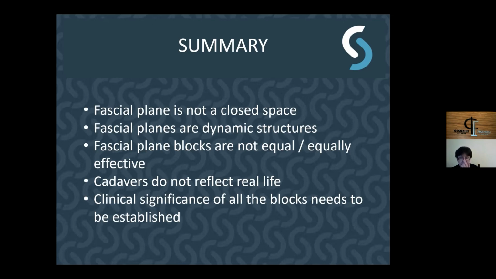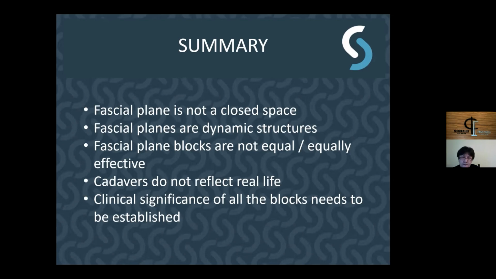Then cadaveric studies do not reflect real life. So if you inject into a cadaver and it shows this spread, you will not see that spread in a breathing human where you have motion of the fascia, where you have live fascia. So you will either have a more prominent one or a different spread to what you would see in cadaveric studies.